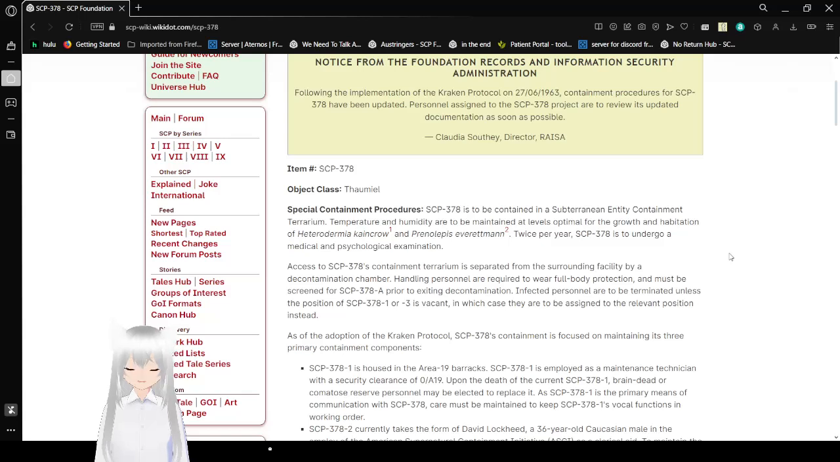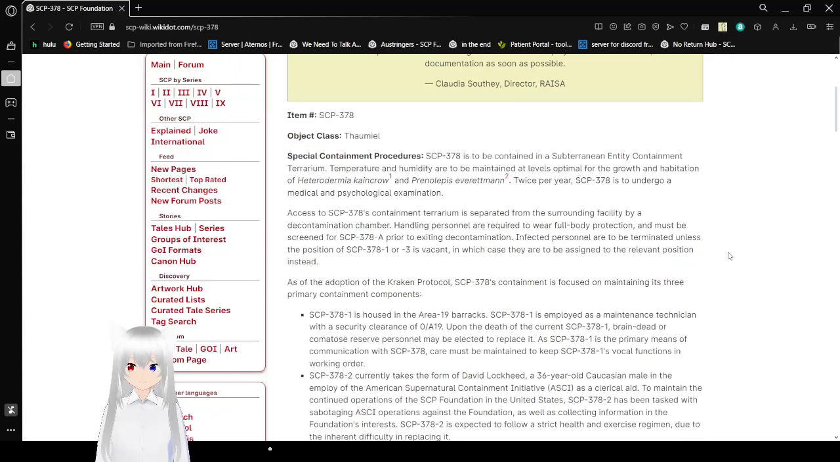Item number SCP-378. Object class, Thaumiel. That means it contains a different anomaly. Special containment procedures. SCP-378 is to be contained in a subterranean containment interarium. Temperature and humidity ought to be maintained at levels optimal for the growth and inhabitation of Heterodermia cancro, also known as Utica cave lichen, and Prinolepis everettman, also known as North American cave ants.